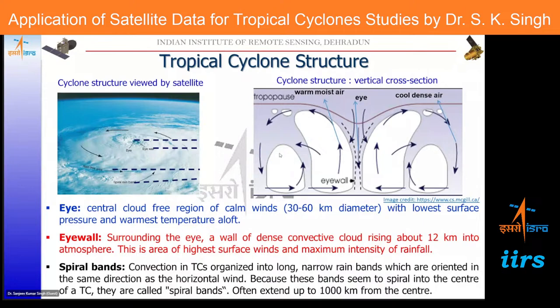Another property of the structure of the tropical cyclone is the spiral band. If you go further from the center, you can see a long, narrow rain band, which is oriented in the same direction as the horizontal wind. Because of this narrow band, it is called the spiral band, and it can also be called the rain band. It often extends up to 1,000 kilometers from the center. That is responsible for the rain.